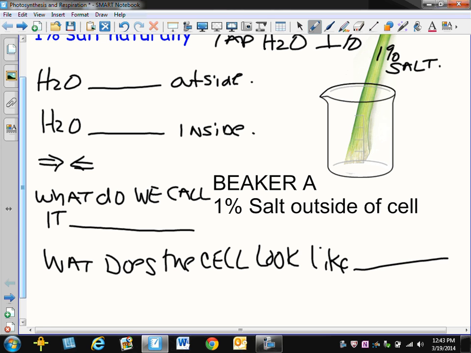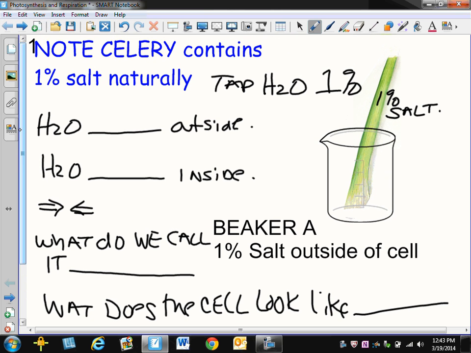Okay, there we go. So, how do we figure out what percentage of water is on the outside? Yeah, what's the percentage of water outside? Good. Excellent, Ryan. 99% outside. All right, Kevin, if Ryan knew that 99% is outside, how much is inside the celery? What percentage of water? 99%.